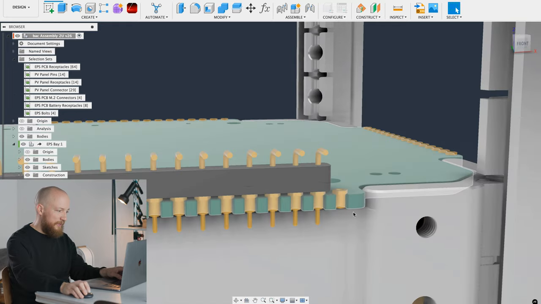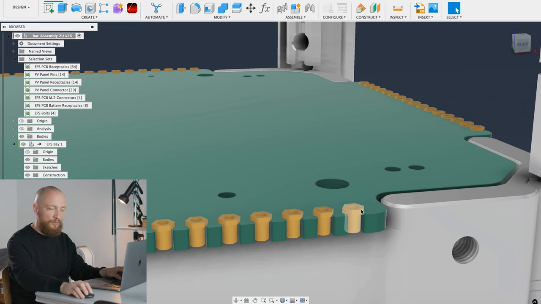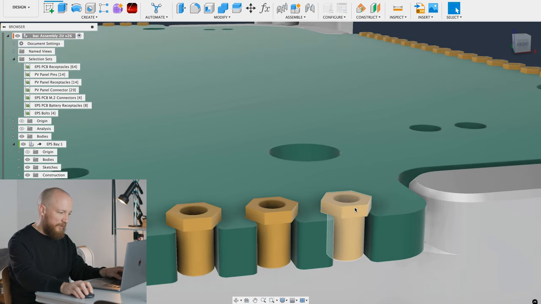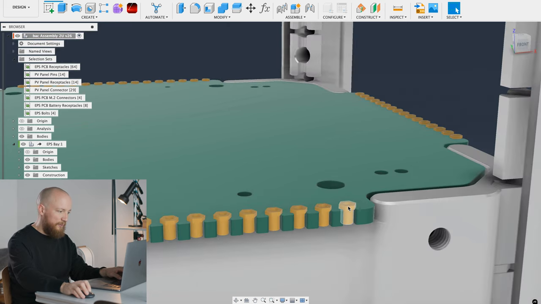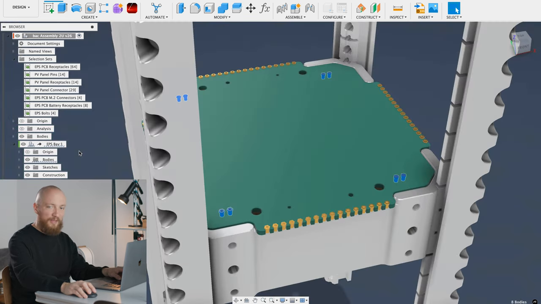Now, these receptacles are actually made to be press fit into a PCB. That's why they have this hexagonal shape on the head here. And I also intend to use them this way for the connection to the batteries, which should be this one, yeah. So these 8 receptacles are going to be press fit into the PCB, as they are supposed to.